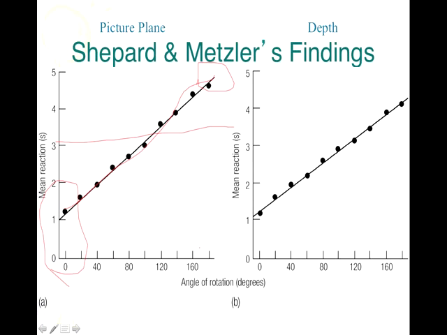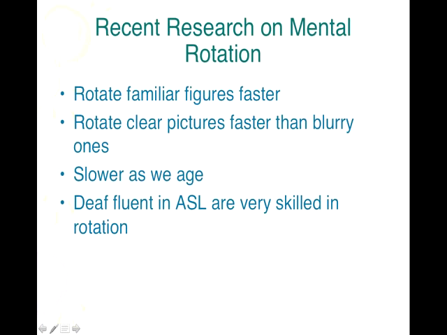And so picture plane and depth are just two different ways they've tested it. Unfortunately for us ladies, men are faster at this task, but not by a whole lot. So, some more recent research on mental rotation. We rotate familiar figures faster. Shouldn't be a shock. If it's familiar, it's easier to rotate. Clear pictures faster than blurry ones, also not a shock. This does slow as we age.